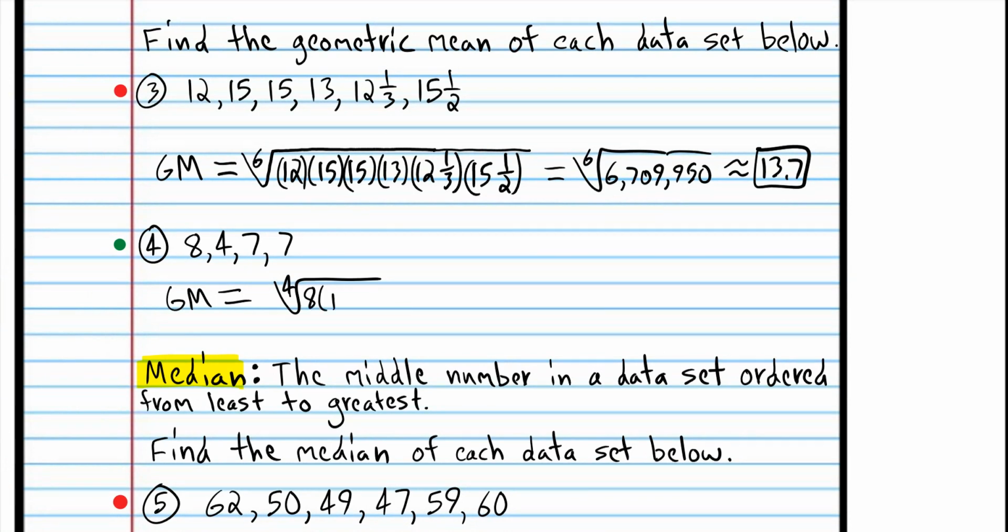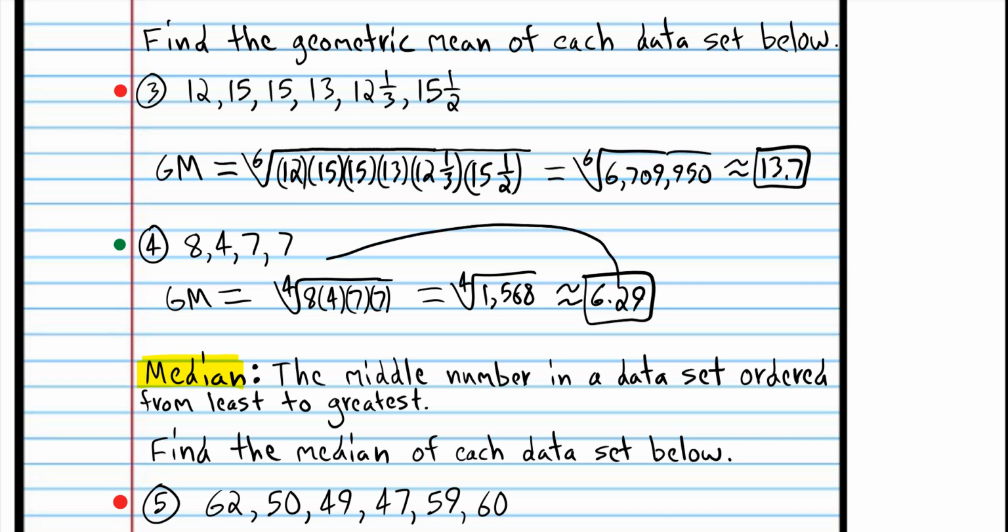Okay, we're back, so we're going to find the 4th root of the product of all those numbers. So if we multiply all those numbers, we get the 4th root of 1,568. And so that's going to be roughly 6.29. I'm going to round to the nearest hundredth place, but you can round however you want to.